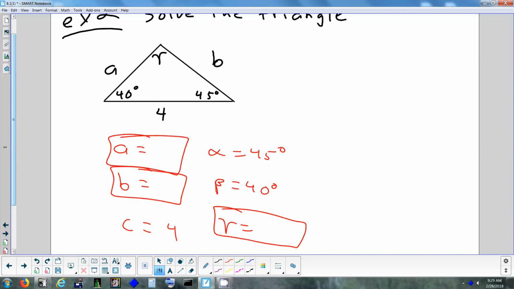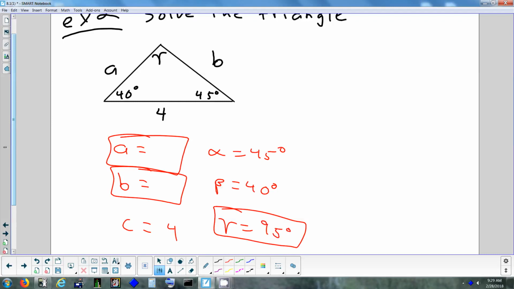Now, looks like we kind of have a problem, right? There's not a row that's full. But could you find something that would make a row full? If you can, then you can still use law of sines. Yeah, you can find gamma. We know two of the angles. Add them up, you get 85. Subtract from 180. That would mean gamma is how much? 95.